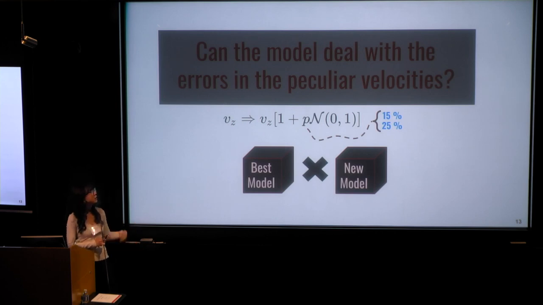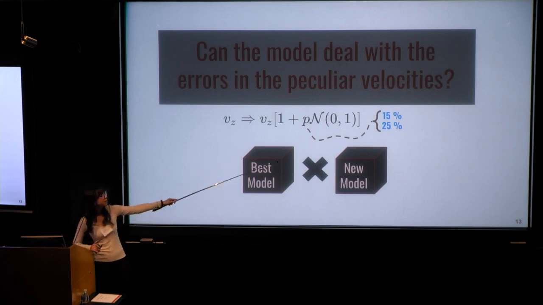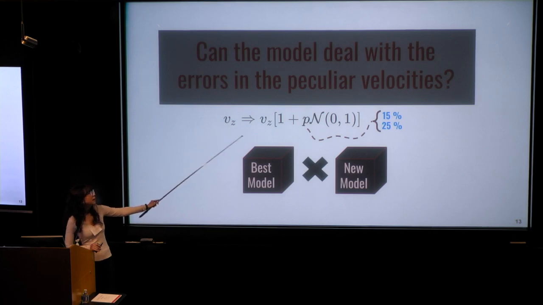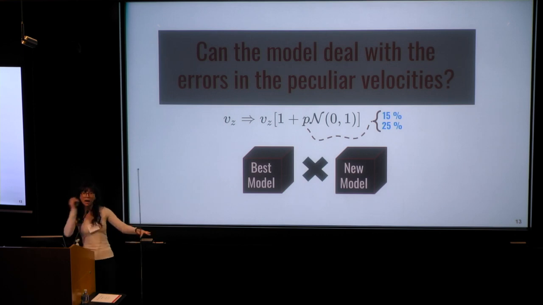The way that we are incorporating this is by changing the velocity in the z component for each galaxy, taking into account a variation of 15 or 25% of this value, putting in a Gaussian just to randomize the value that we're perturbing. And then we are taking a look, okay, let's see if the model trained considering all the galaxies without any error in the velocities is working.